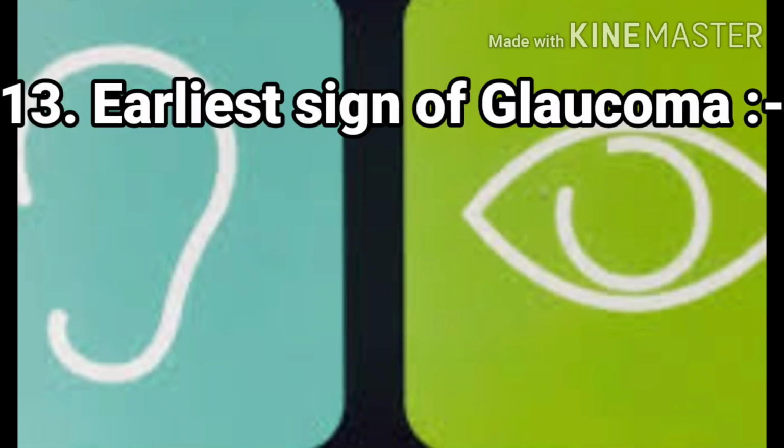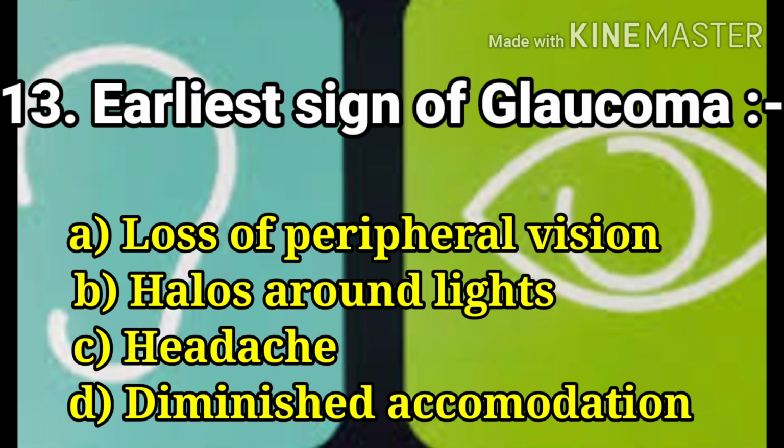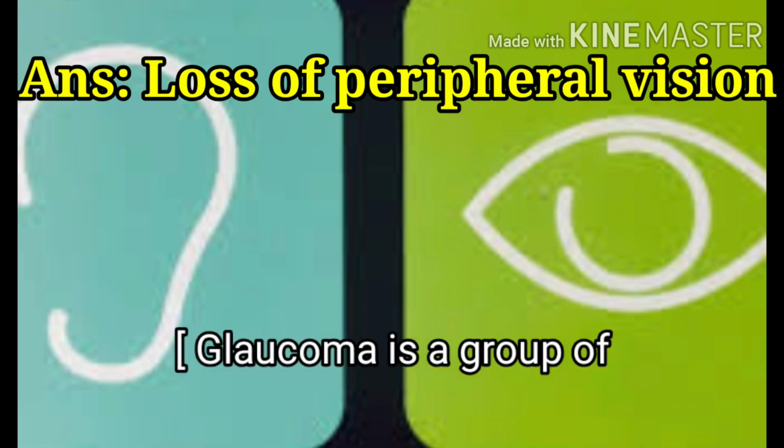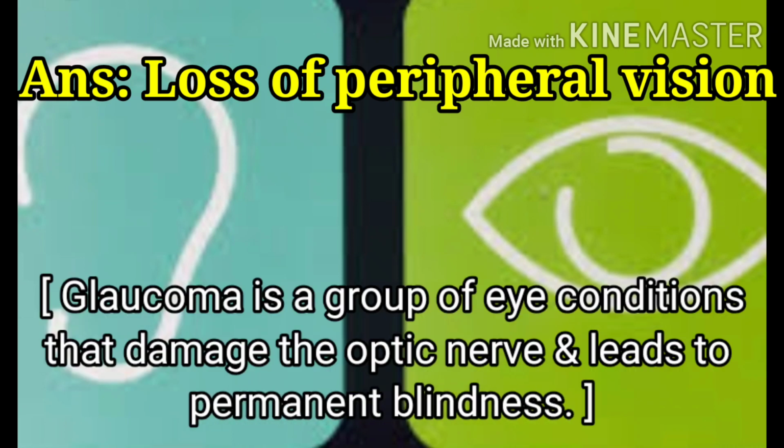And the next question: earliest sign of glaucoma? The options are loss of peripheral vision, halos around light, headache and diminished accommodation. And the answer is loss of peripheral vision. Glaucoma is a group of eye conditions that damage the optic nerve and lead to permanent blindness.